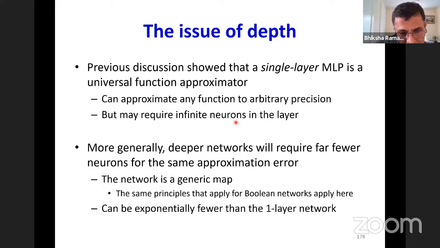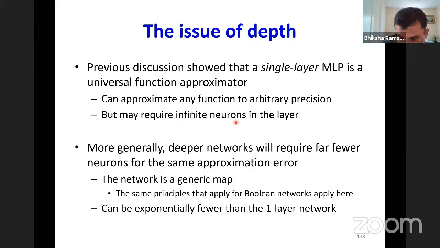The network is a generic map, and if you're just looking for continuous valued functions, all of the principles that apply to the Boolean network also apply here. You can require exponentially fewer neurons for deep networks than for a one-layer network.